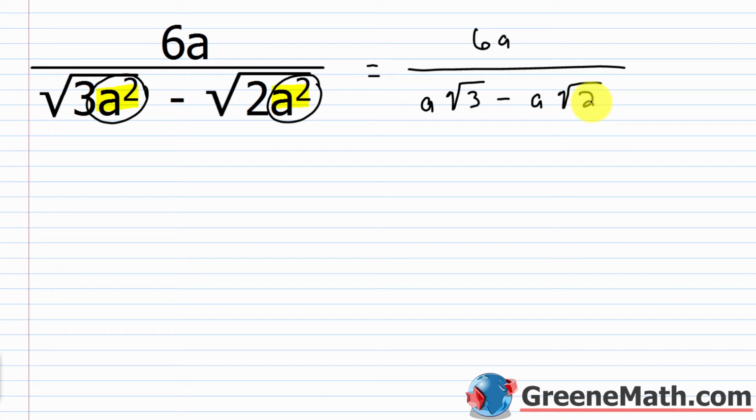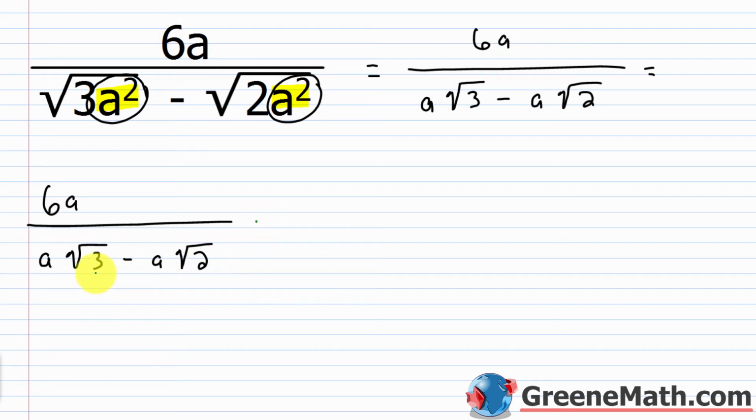Now, again, all I want to do is multiply the numerator and denominator by the conjugate of this denominator. So let's just rewrite this real quick. We'll have 6a over a times the square root of 3 minus a times the square root of 2. So we're going to multiply this by, again, the conjugate of the denominator. So we're going to have a times the square root of 3 plus, instead of minus, a times the square root of 2.